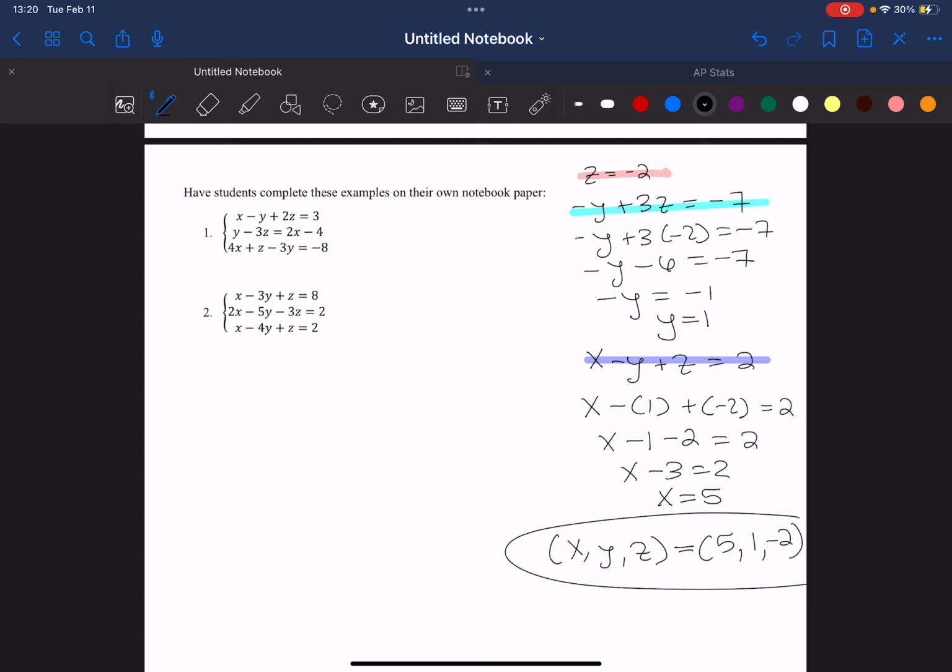That's my answer. Now what you should be doing is you should be trying number 1 and number 2. And let me give you the answers to those so you could use that to check your work.